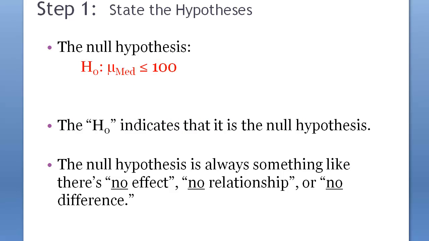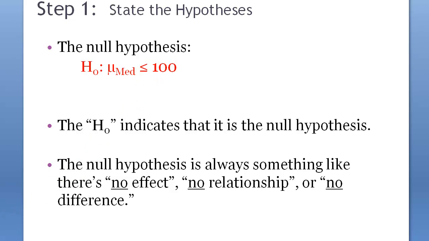In the previous example, the null hypothesis would be there's no effect. H0 indicates that this is the null hypothesis. So the null hypothesis is always something like there is no effect or no relationship or no difference or no anything that we're trying to prove, to find. So this indicates that there's no change, there's no positive effect, because it's smaller than or equal to 100, so there's no change.